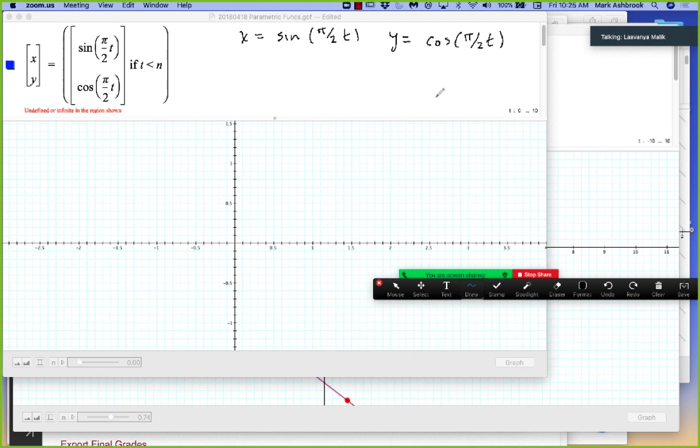So we're going to look at the separate graphs of both of them, and we're going to see as t varies what our x and y values are. Then looking at sine of pi over 2 t as our x, we'll graph that point. So how are we going to find how x and y vary as t varies? We could look at the graphs. So x is sine, y is cosine.